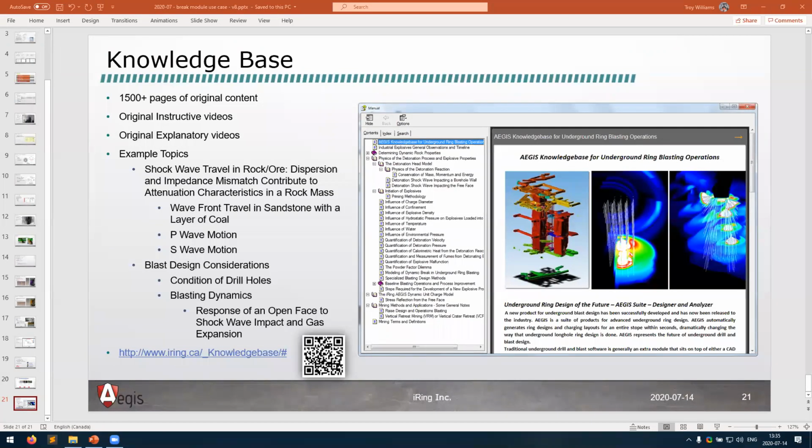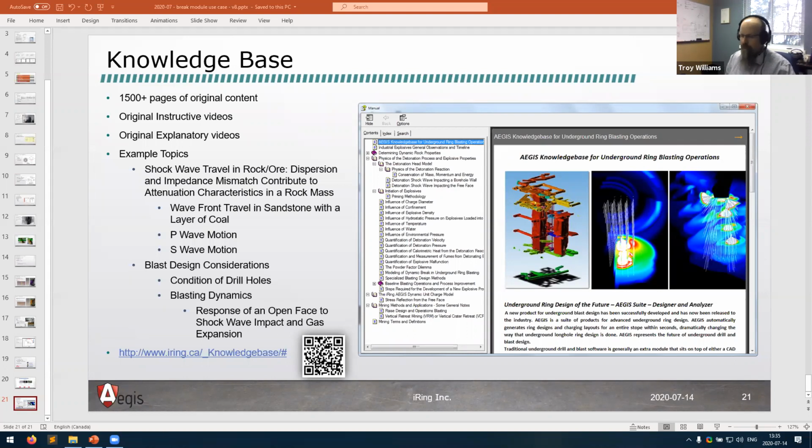Does the model take into account hole deviation? Yes, that's an integral part. We can bring holes that are surveyed into the product and use those as a basis. They'll definitely be a basis for the 3D fragmentation model. The reality is what we're trying to model here.